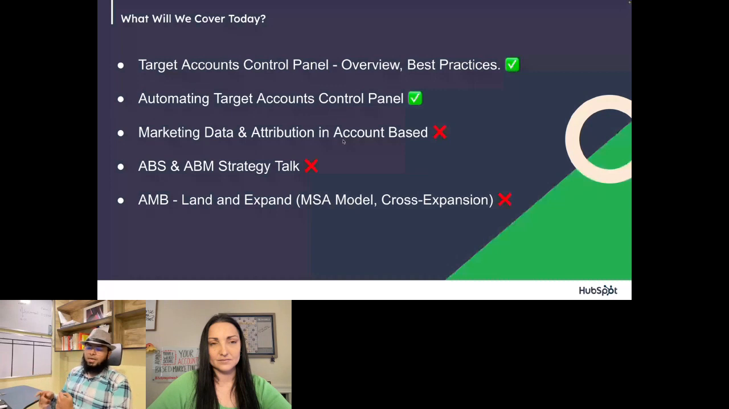ABM land and expand. So we are not going to talk about the MSA model where you're selling to one company, but it's not actually your customer, and people who work at that company will buy your product, and it's kind of like a complex sales system that's going on. So we can implement that in HubSpot, but not today. And then cross sell and expansion.